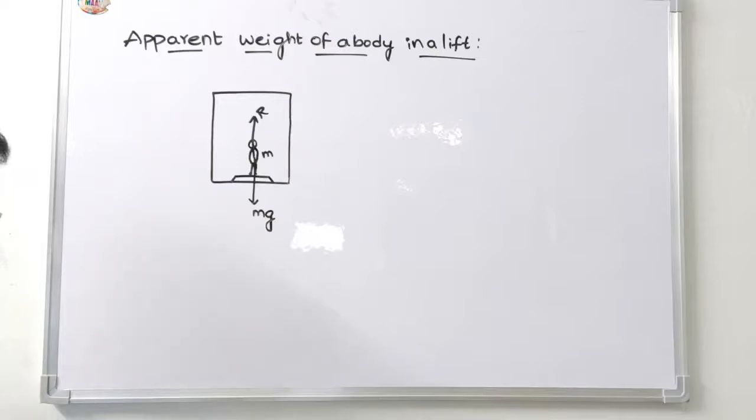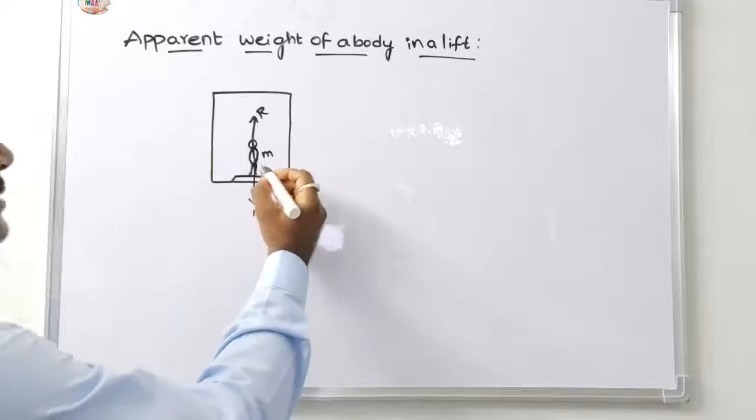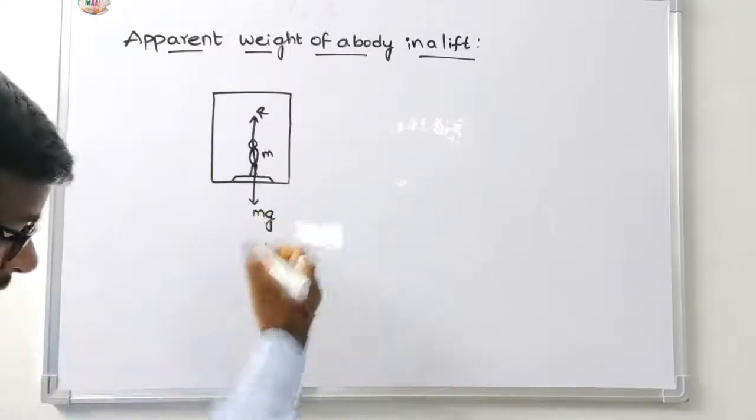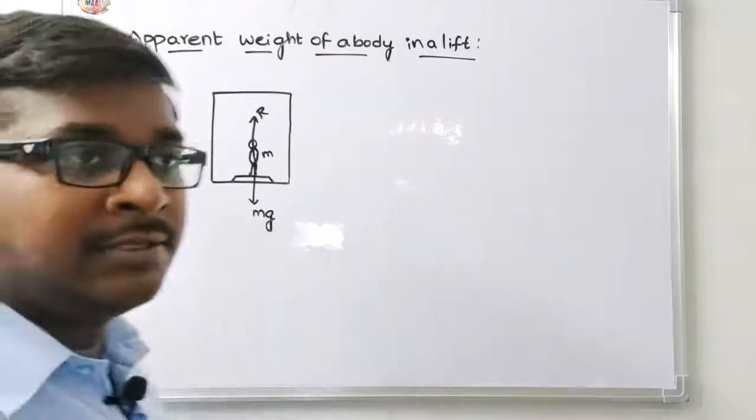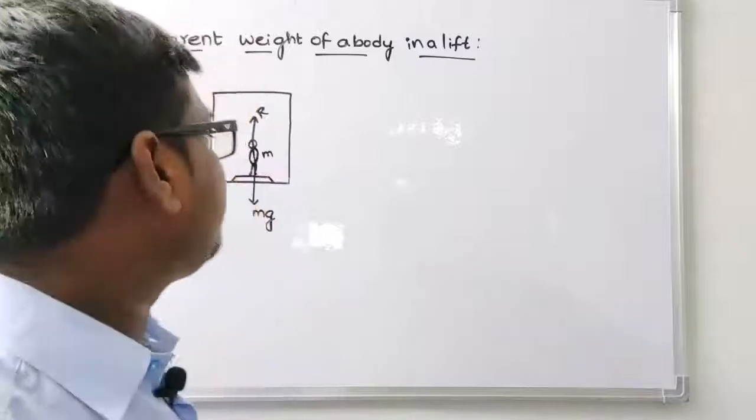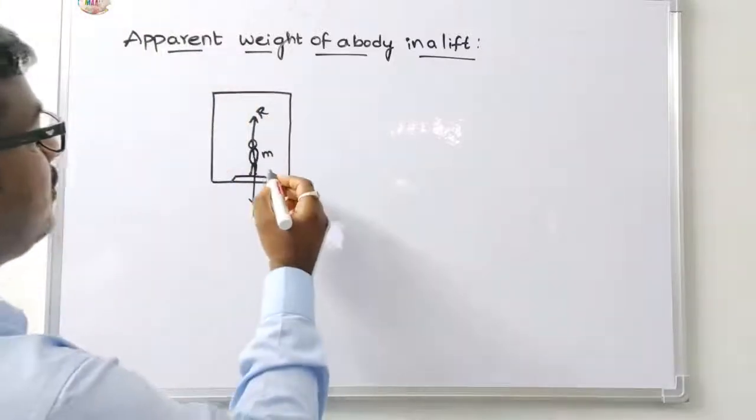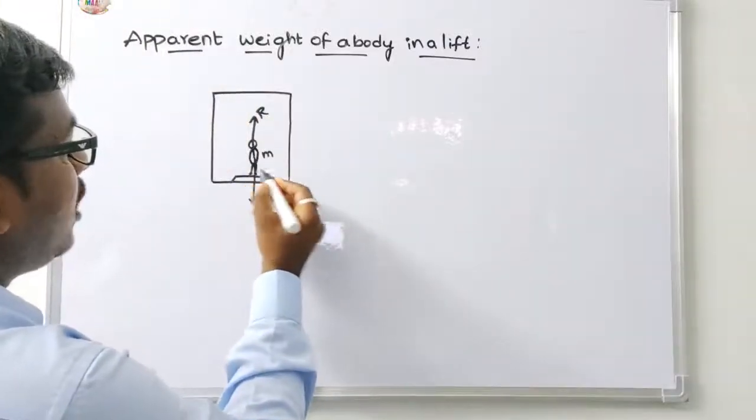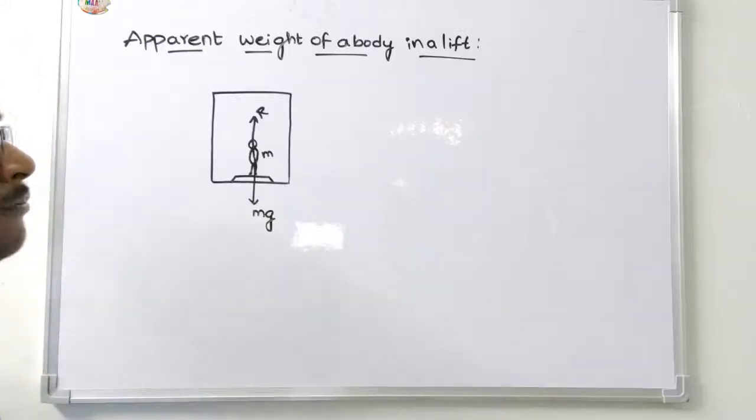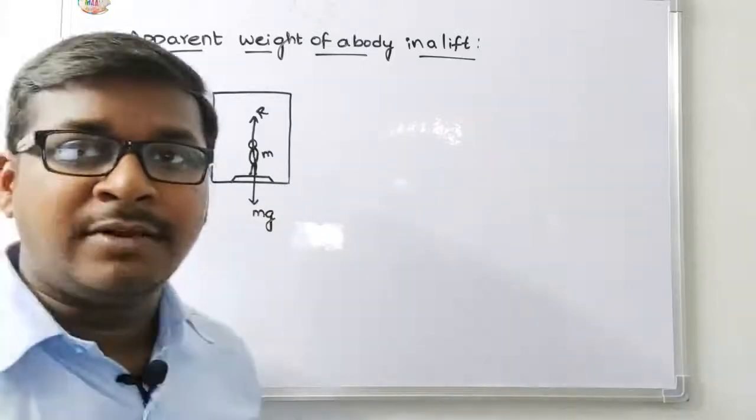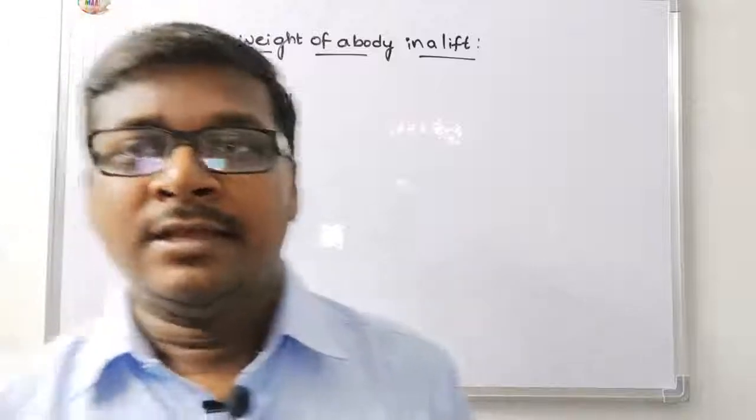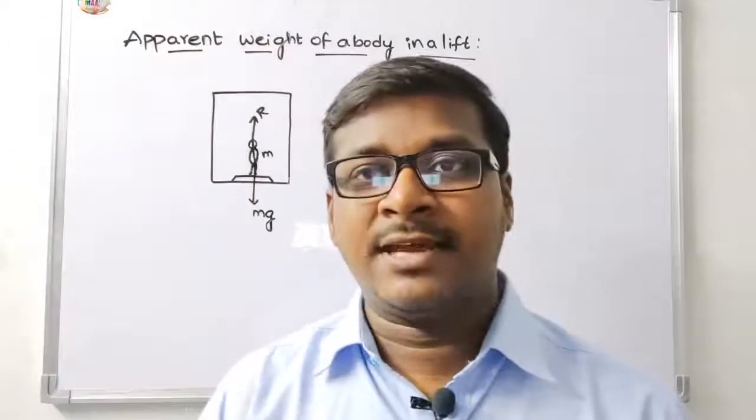This action is exerted by the surface of contact on the body. The action exerted by the surface of contact on the body is called the apparent weight of the body. Okay, in this there are some cases.